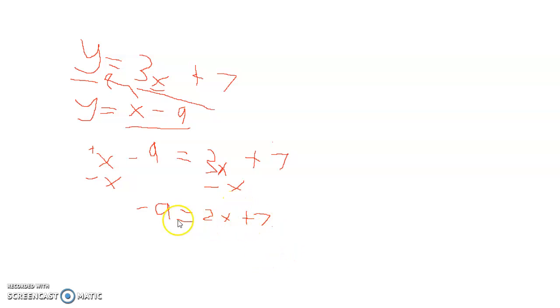So what we can get from this is that we can subtract the 7, as we see here. Let's just draw a line. If we subtract the 7 from this side, since we need to subtract it from both sides, we are going to get negative 9 minus 7, which is negative 16, equals 2x.